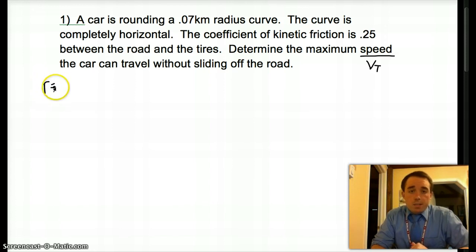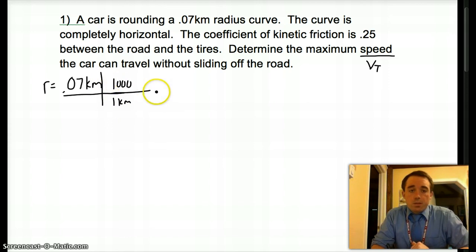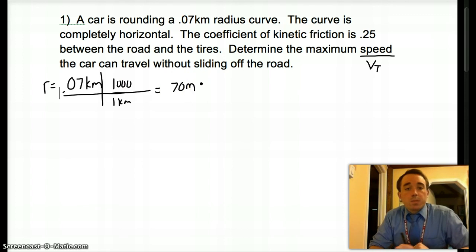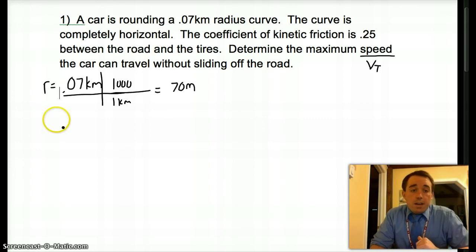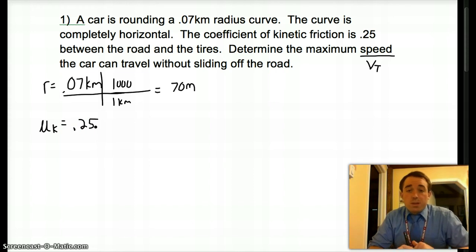Our radius is 0.07 kilometers, but we want that to be in meters. So we got to convert. I know that in 1 kilometer there are 1,000 meters, so that is 70 meters. So my radius is 70 meters. The curve is completely horizontal. That just says I don't have to worry about gravity or the normal force. I know that my coefficient of kinetic friction, tying back into our previous unit, is 0.25, and that's really all we know.